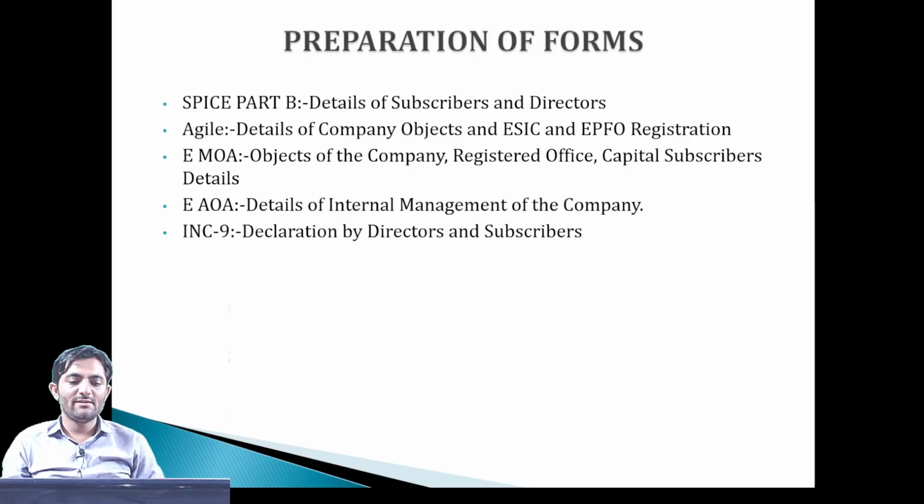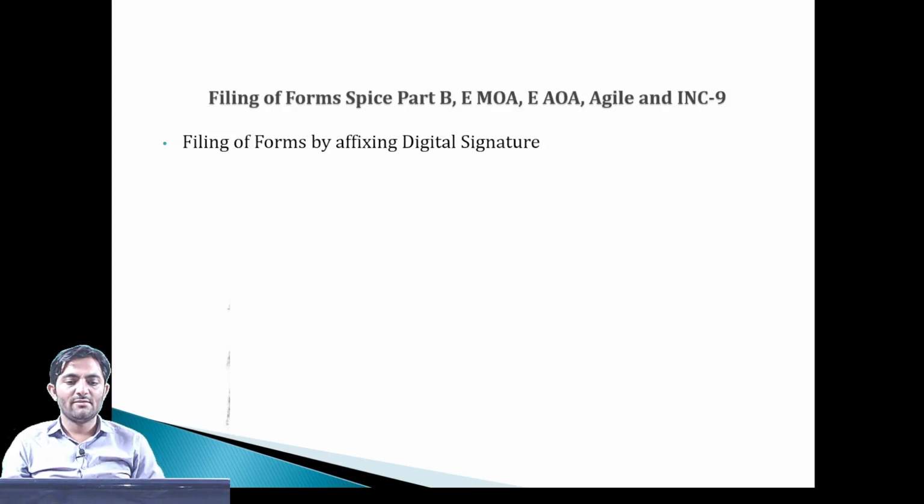Next, INC 9. It is an auto-populated form which is to be signed by the director and subscriber of the newly incorporated company. Coming to the second last step, filing of the form SPICe Part B, MOA, AOA, AGILE and INC 9 by affixing the digital signature in the form. What is a digital signature? A signature which is used to sign documents electronically.